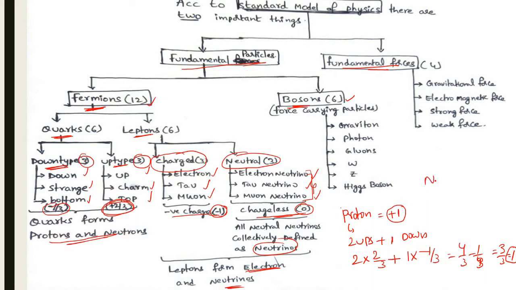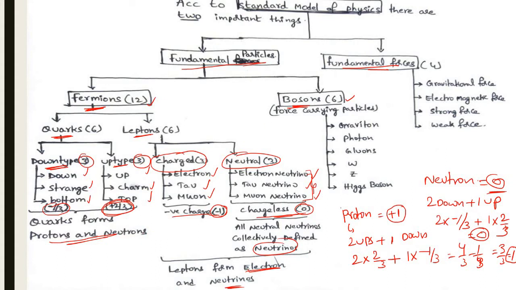Similarly, if you take neutron, it is 2 down plus 1 up, which means 2 into minus 1 by 3 plus 1 into 2 by 3, which is equal to 0. So neutron has a charge of 0. Like this, it can be helpful for us to calculate the charges.